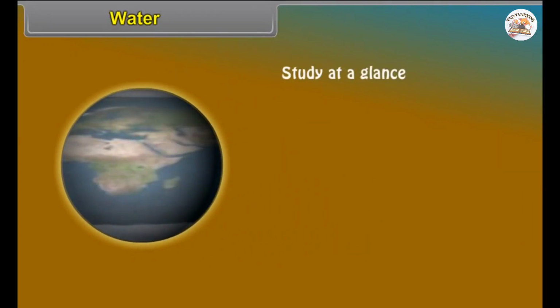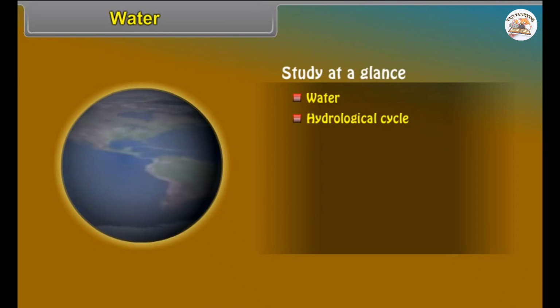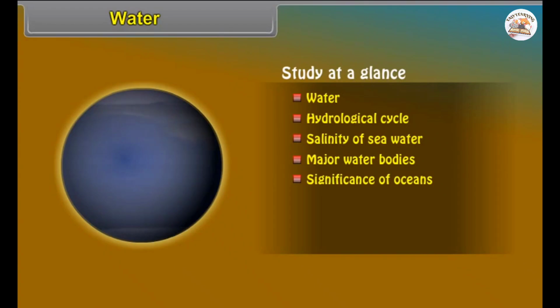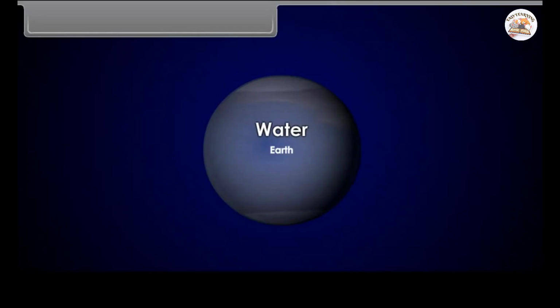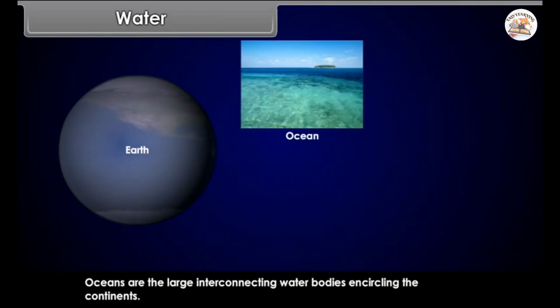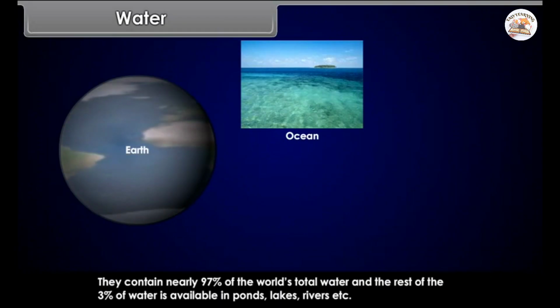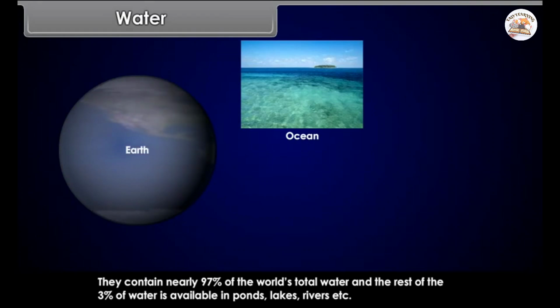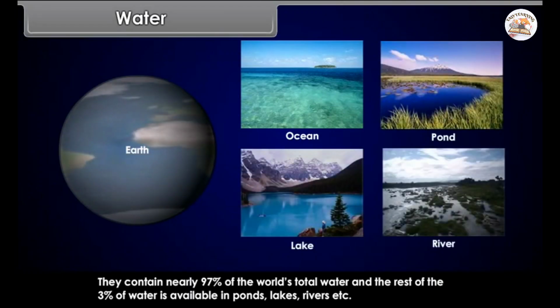Study at a glance: water, hydrological cycle, salinity of sea water, major water bodies, significance of oceans, waves, tides and ocean currents. Water. About 71% of the surface of the earth is covered by water. Oceans are the large interconnecting water bodies encircling the continents. They contain nearly 97% of the world's total water, and the rest of the 3% of water is available in ponds, lakes, rivers, etc.